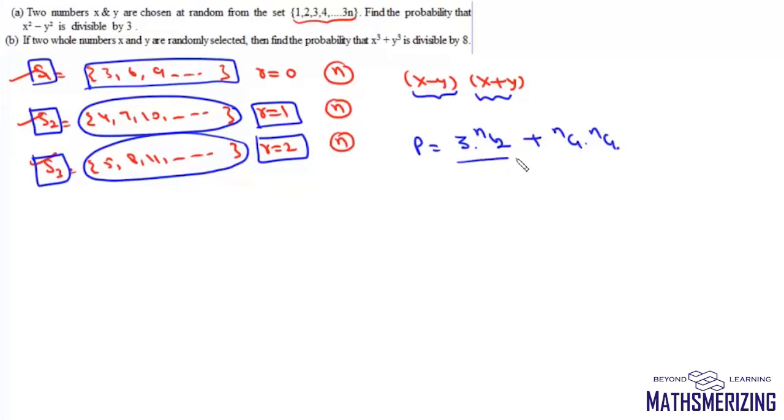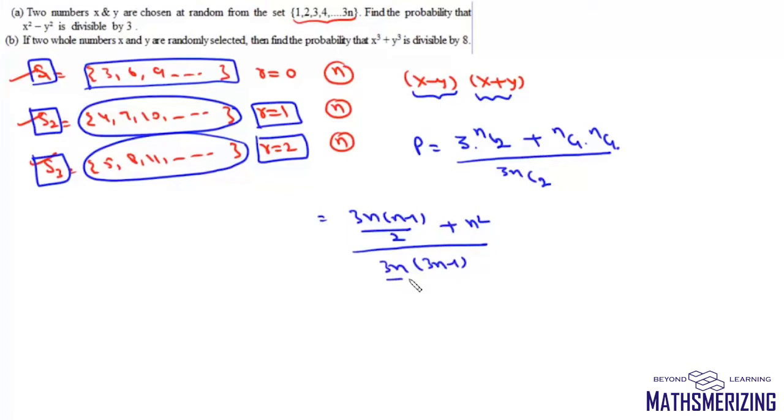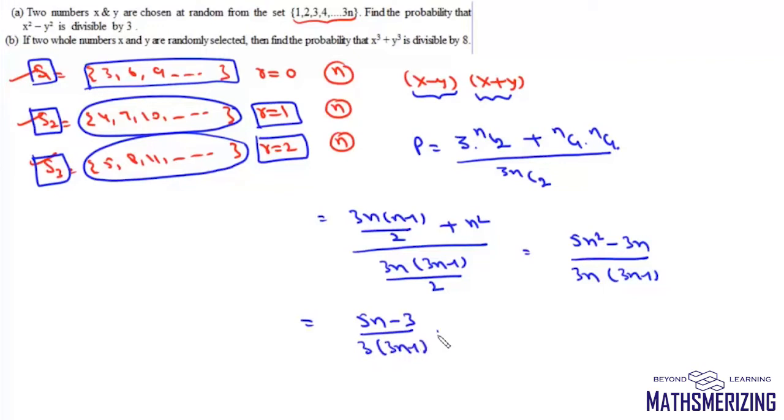So this required probability will be favorable divided by total. Now the total number of ways of choosing 2 from these 3n numbers will be simply 3nC2. Now this is 3n, n minus 1 by 2 plus n square, and here will be 3n, 3n minus 1 whole divided by 2. Now this is 3n square plus 2n square, and there will be 5n square minus 3n upon 3n into 3n minus 1. So this required probability will be 5n minus 3 upon 3 into 3n minus 1, and that is the answer to this question. So that's your first part.